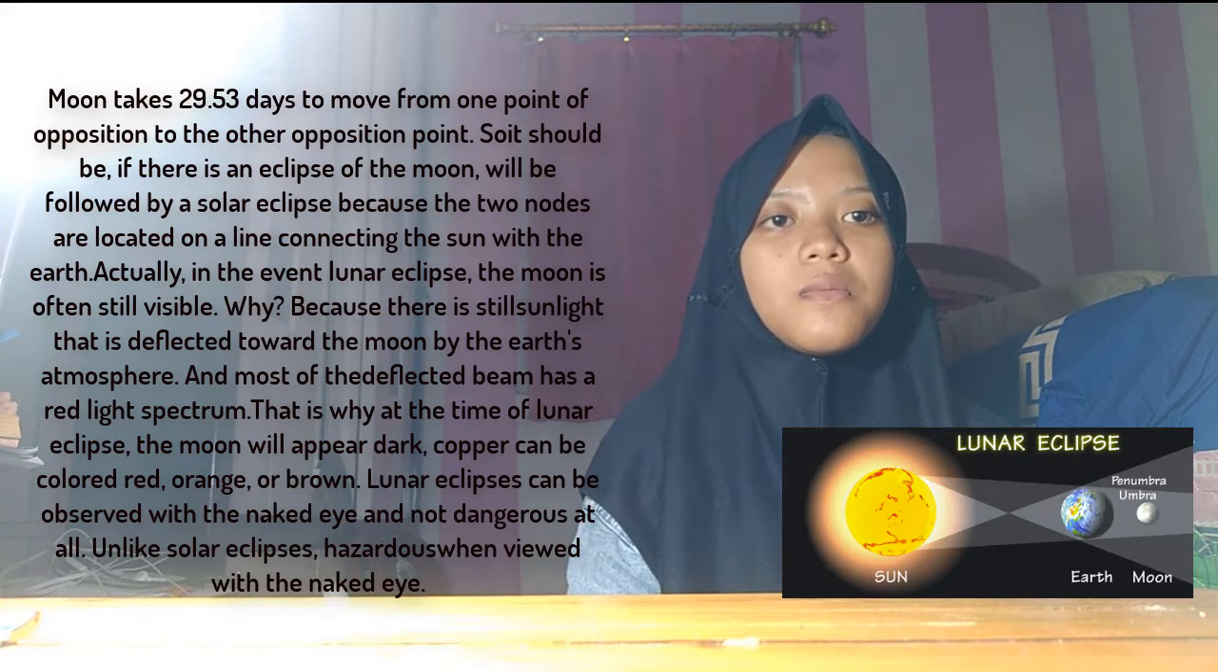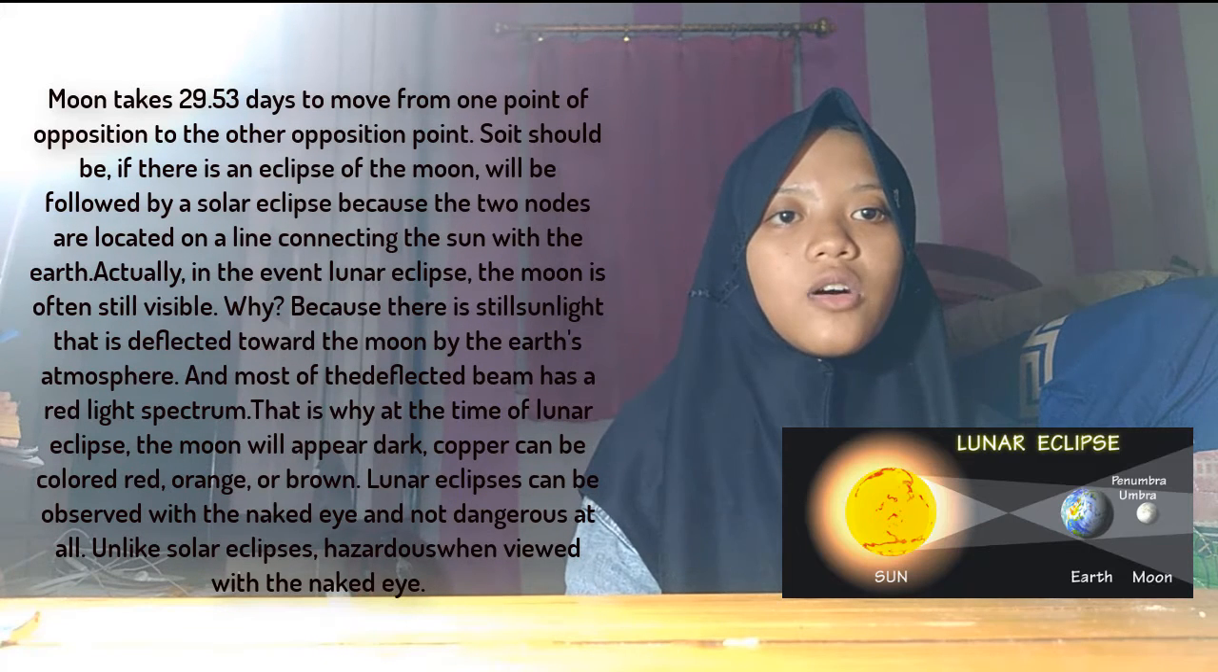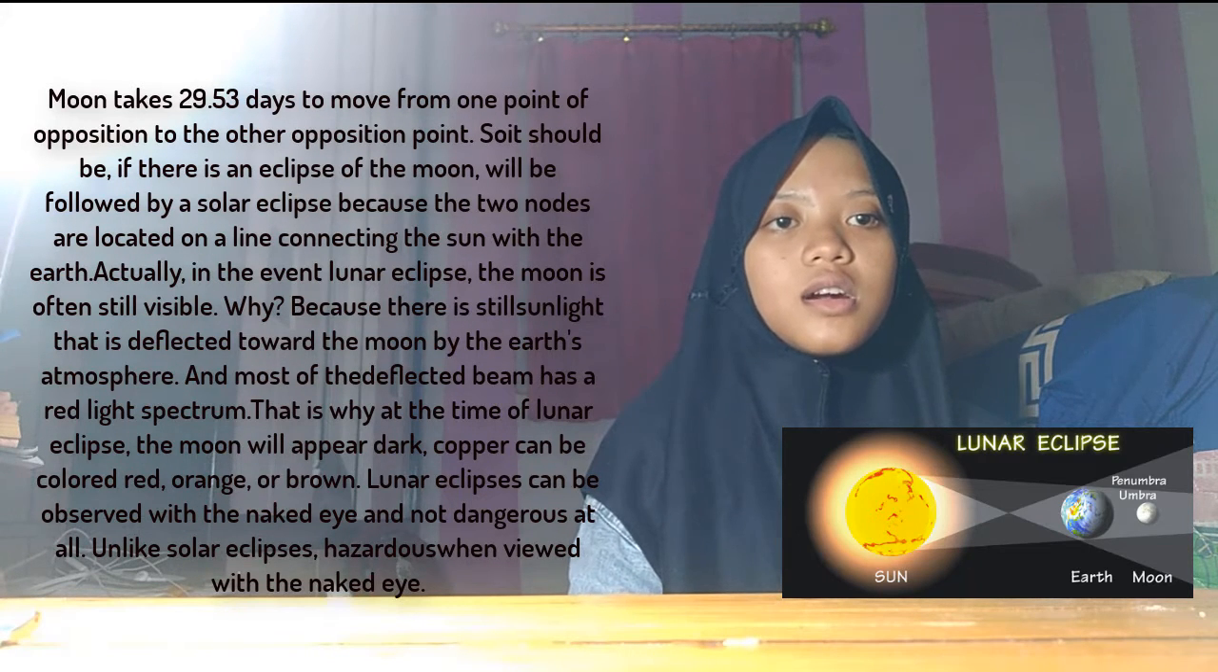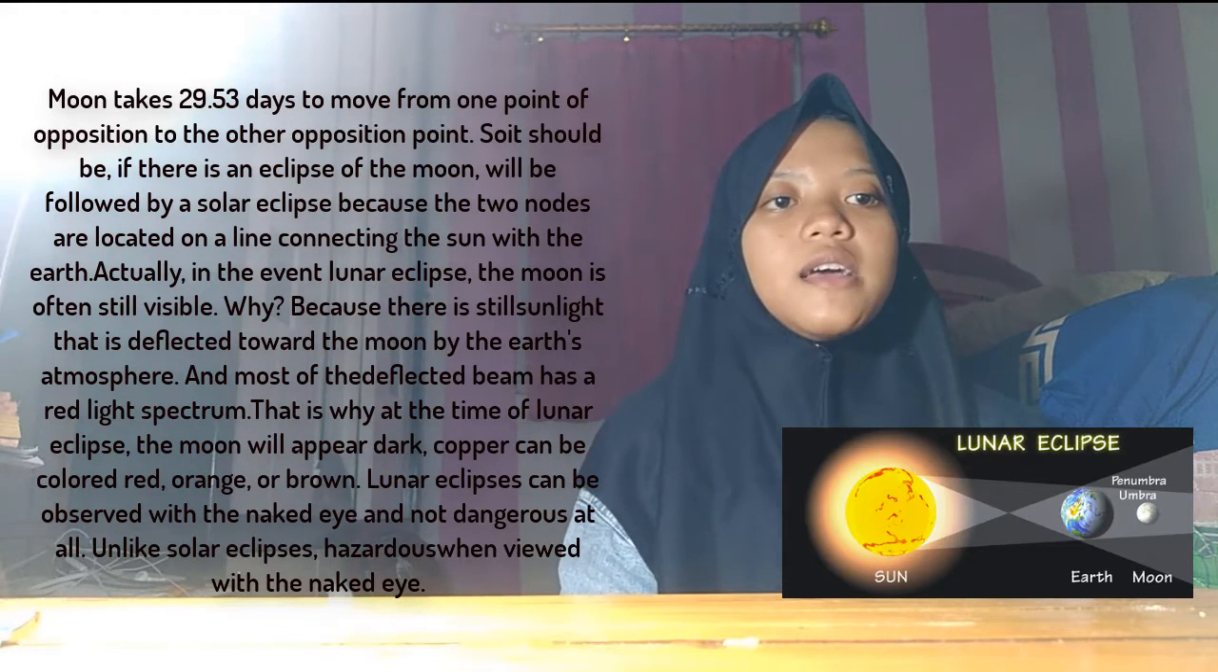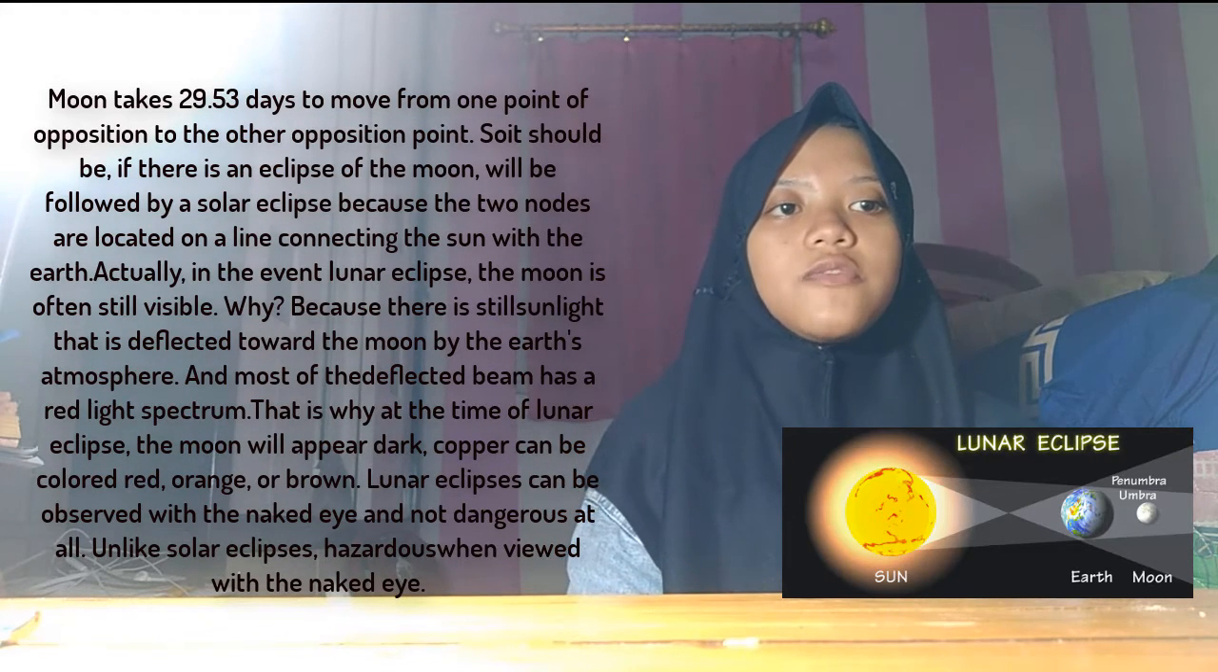If there is an eclipse of the moon, it will be followed by a solar eclipse because the two nodes are located on a line connecting the sun with the earth. Actually, in a lunar eclipse, the moon is often still visible.